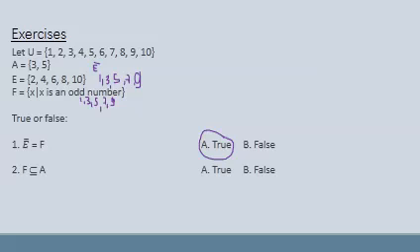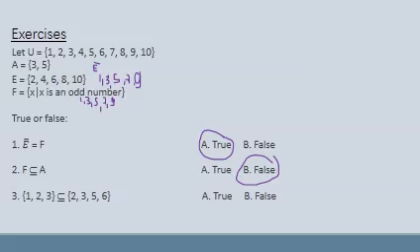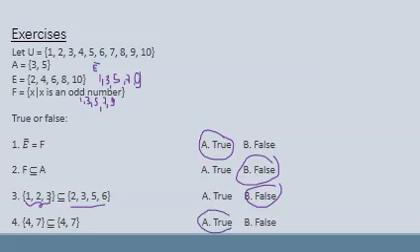Let us continue. Is F a subset of A? Are the elements of F found in A? This is not true because not all the elements are found there. A is a subset of F, by the way. We say that {1, 2, 3} is a subset of {2, 3, 5, 6}. This is not true because when I say subset, all the elements that are found in the first set should be found in the second set. Now, is {4, 7} a subset of {4, 7}? Yes, this is true because a set is a subset of itself.